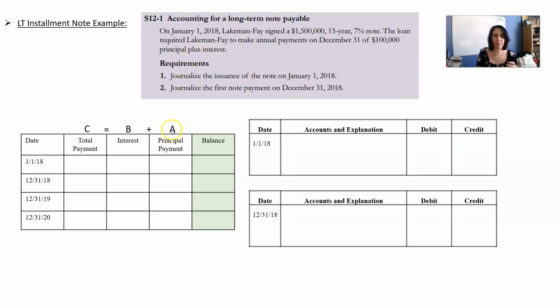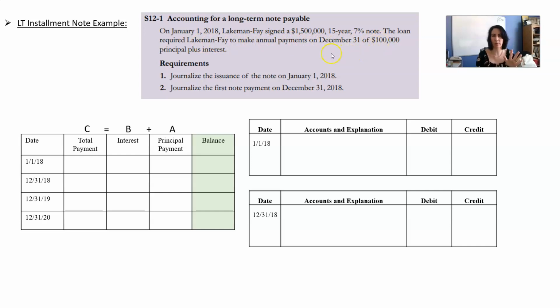Here's the example, and I made this little A plus B equals C chart here. You'll see as we go through why I did that. I just thought it was helpful for you to see how the columns played into each other. So let's go to the problem. On January 1st, Lakeman Fay signed a $1.5 million 15-year 7% note. The loan required them to make annual payments on December 31st of $100,000 of principal plus interest.